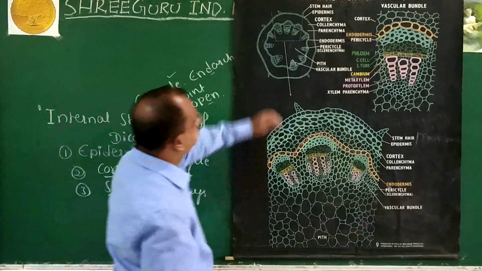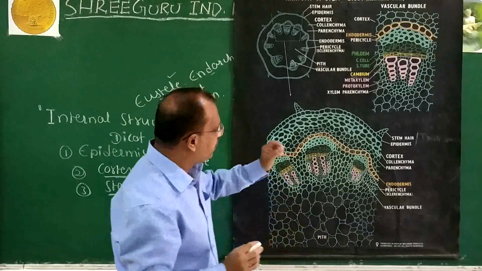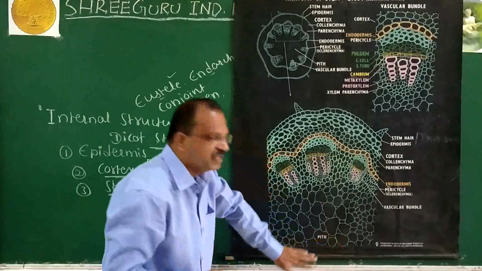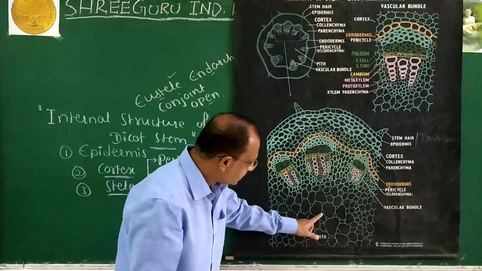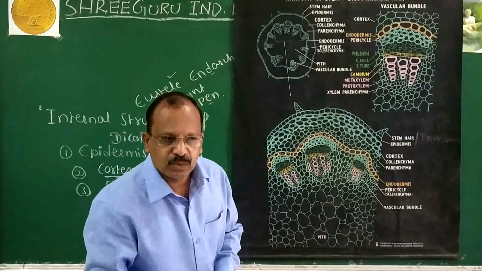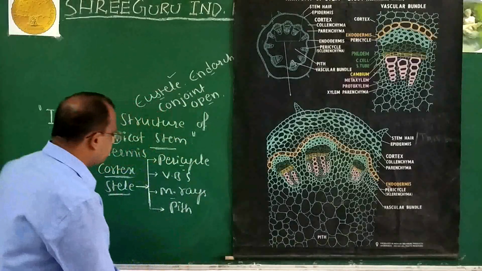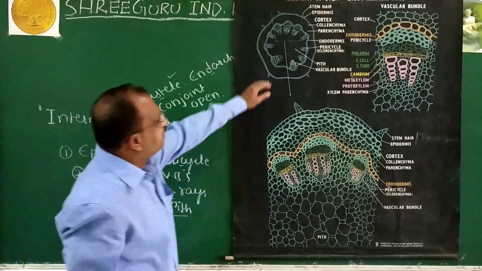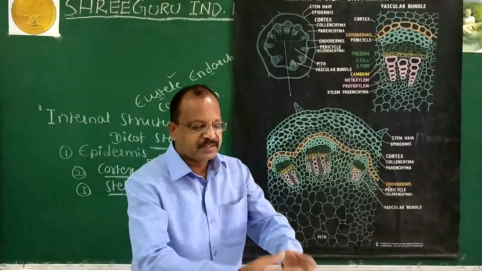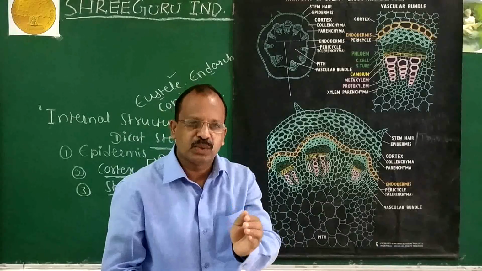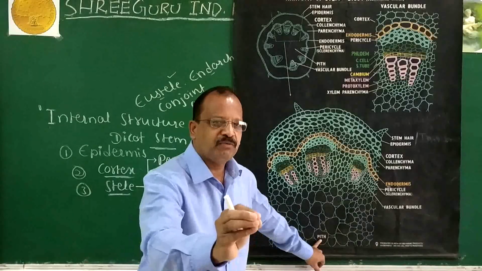Last point, pith. Pith is the central region of the stele. It is made up of parenchyma cells. As you know already, cells are loosely arranged with intercellular space. Main function of the pith is storage of food.